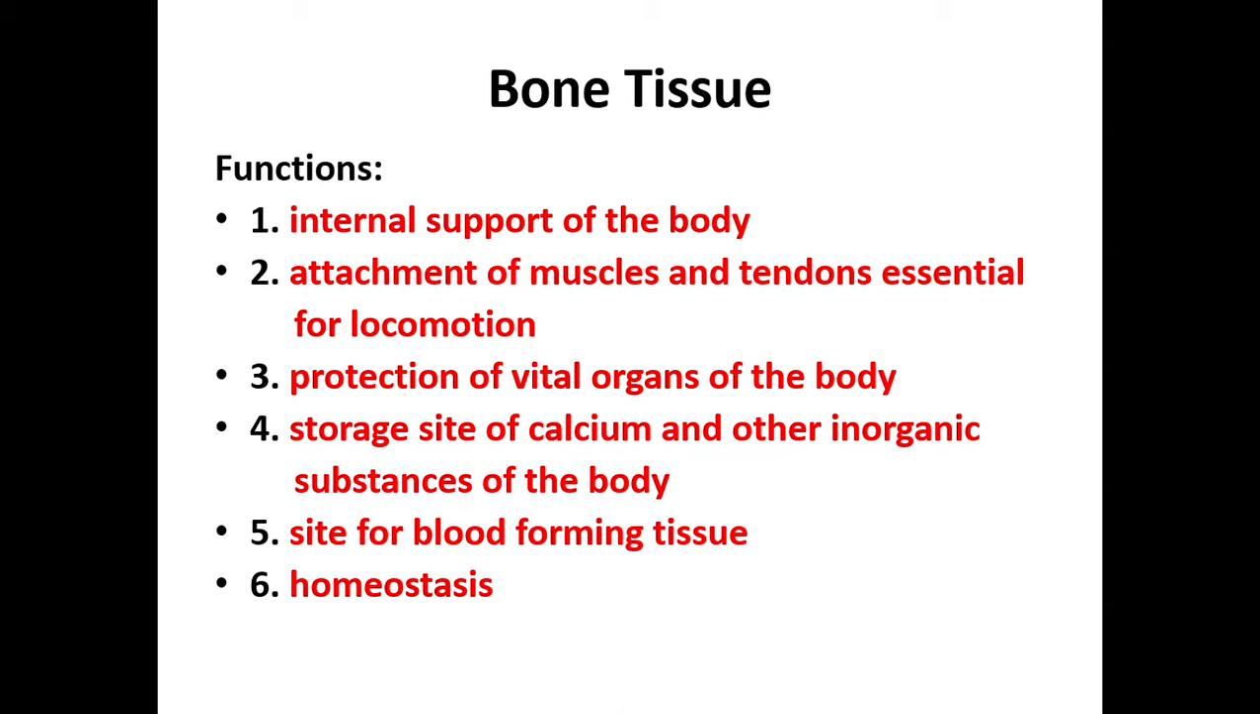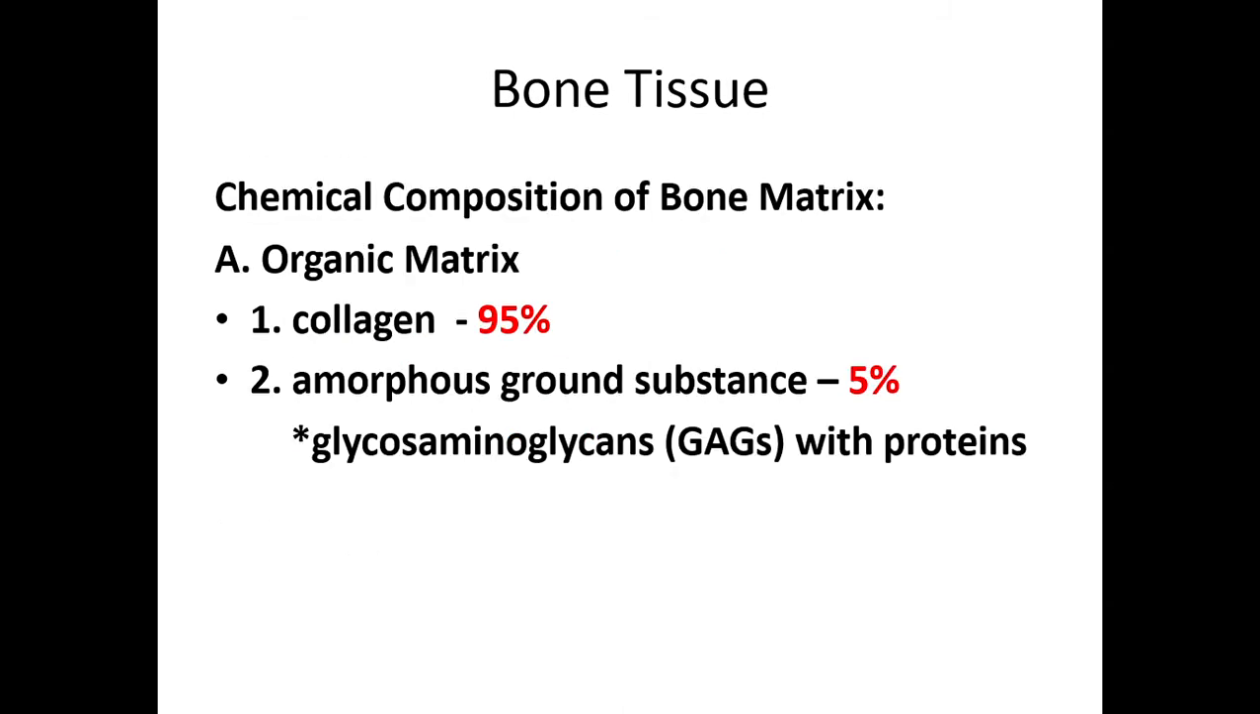And number five, we have the site for blood forming tissue. So we have the bone marrow wherein it houses all stages of blood cells. And of course, the homeostasis, the regulation of the internal environment of the body. Homeostasis.